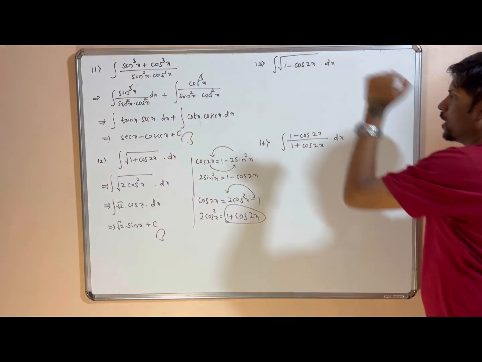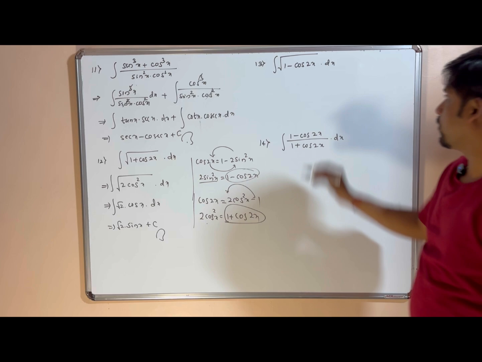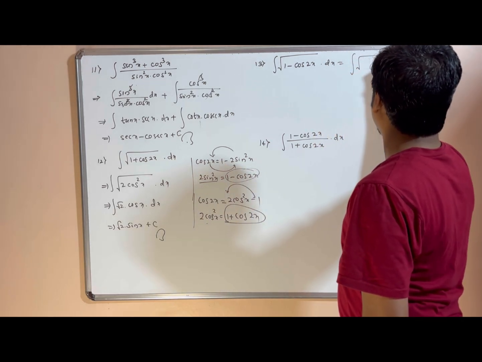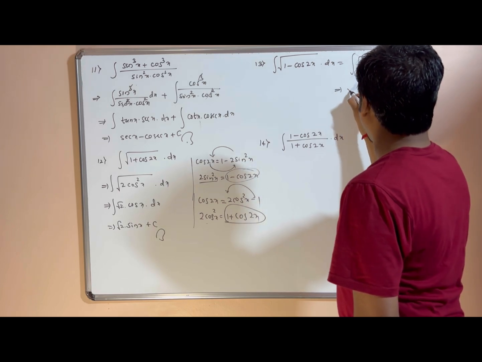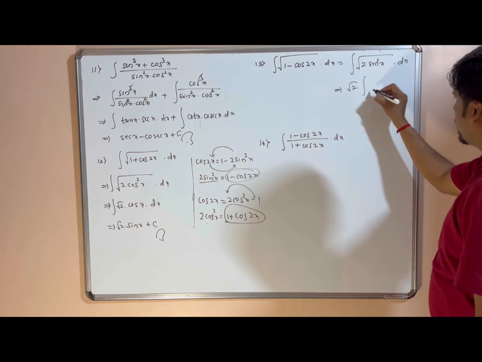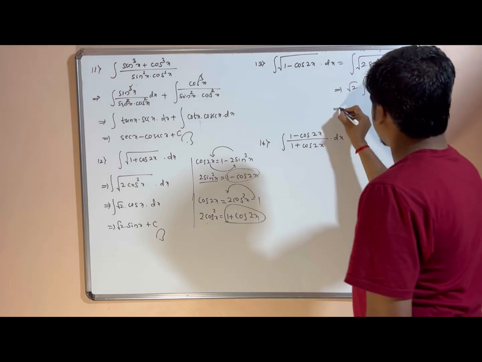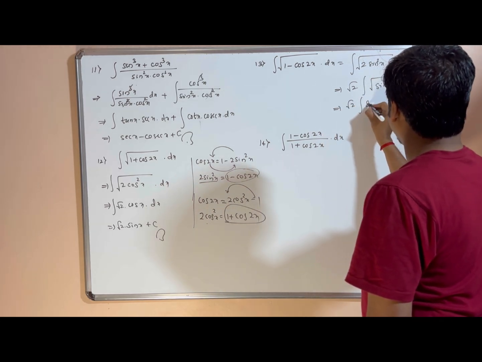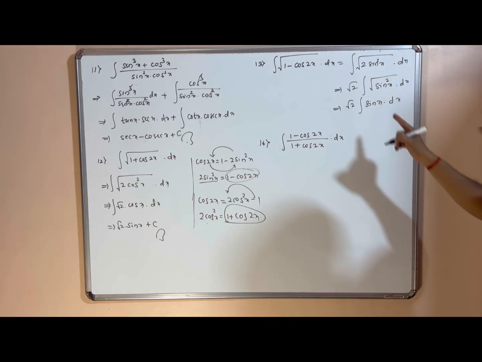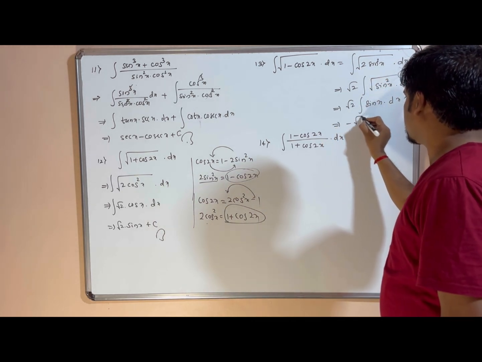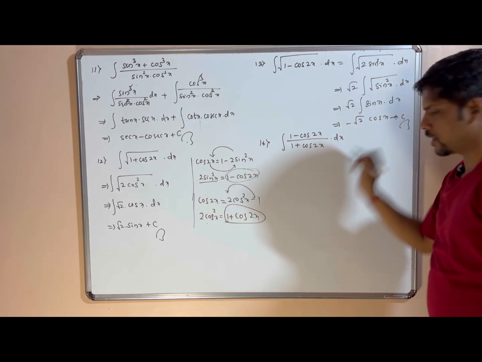Here also we have 1 minus cos 2x. 1 minus cos 2x can also be written as 2 sin square x. So this can be written as integration of square root of 2 sin square x into dx. Root 2 is constant, take it outside. Integration of root of sin square x into dx is nothing but root 2 integration of sin x into dx, because under root it is. Integration of sin x is minus cos x, so it is minus root 2 cos x plus c.